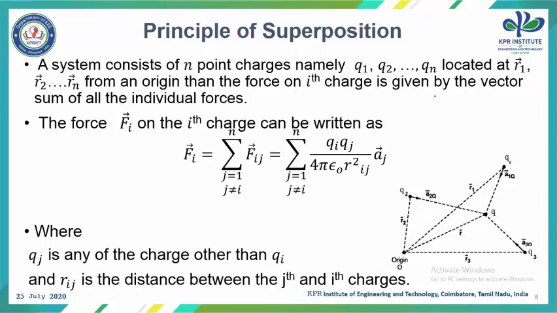Now you want to write the force expression. The force on the ith charge is given by the vector sum of all the individual forces. It can be written as F equal to the summation of j equal to 1 to n of qi into qj divided by 4 pi epsilon naught into epsilon r equal to 1 here into r squared ij into aj vector. Here j is not equal to i, where qj is any of the charges other than qi and rij is the distance between the jth and ith charges.